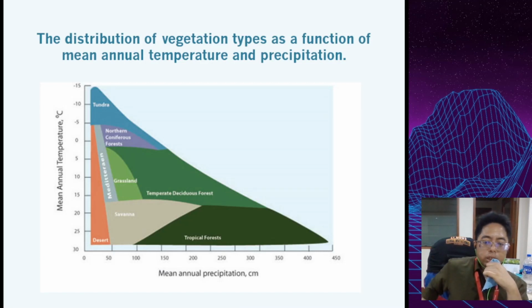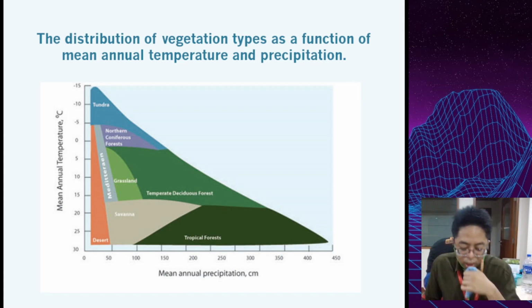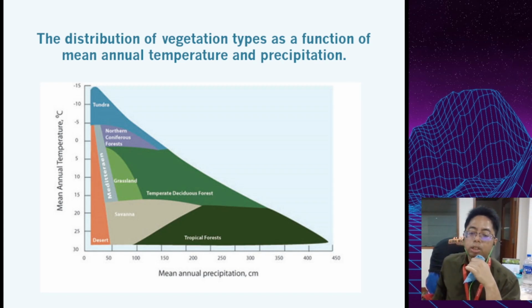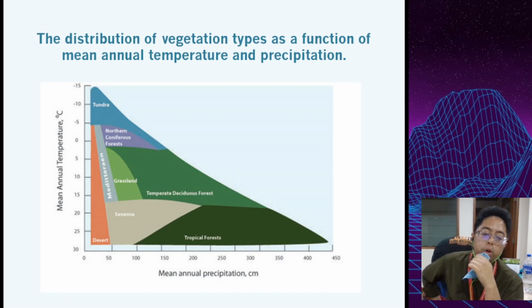So if you can see the pattern, the vegetation in each one of these biomes is actually a result of both temperature and also rainfall. Okay, so the balance between rainfall and temperature influences what kind of biome will appear. For example, you can see tundra: very low rain but very low temperature.